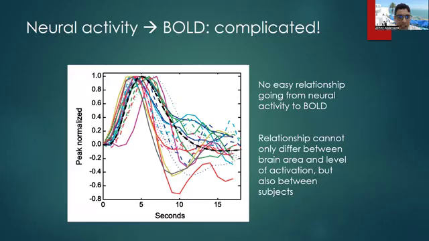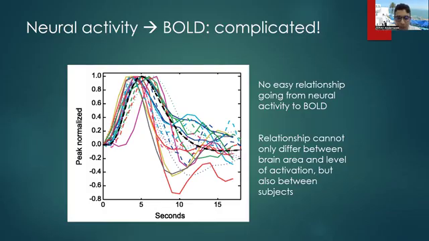Considering the neural activity, it's a little bit complicated because there is no easy relationship going from the neural activity to BOLD. The relationship cannot only differ between brain areas, for example the cortical area, or occipital, frontal or temporal lobe. It's a little bit complicated to understand what can happen inside these areas.